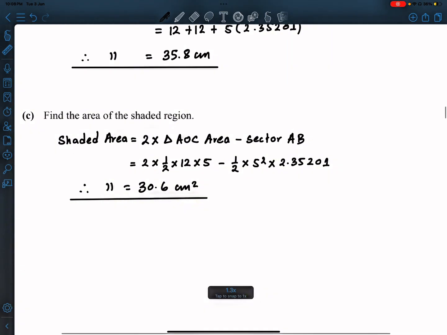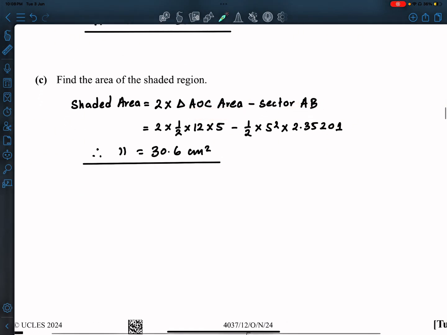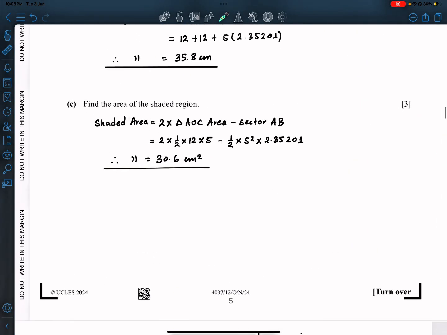So the shaded area is 2 times AOC, which is the triangle, minus sector AOB. So 2 times AOC is 2 into half into base into height. And the sector area is minus half r squared theta. That's one of the circular measure formulas, half r squared theta. And the shaded area is found to be 30.6 centimeters squared.